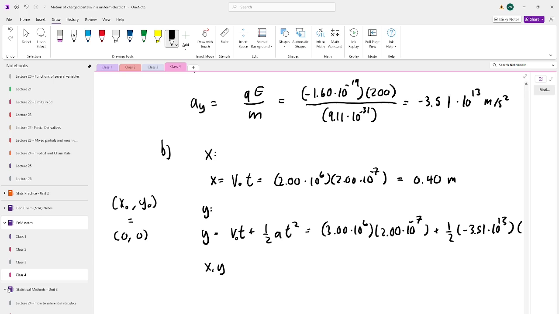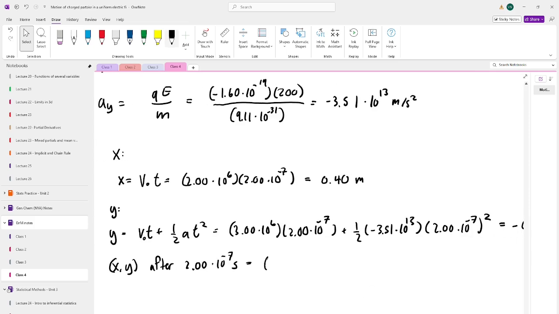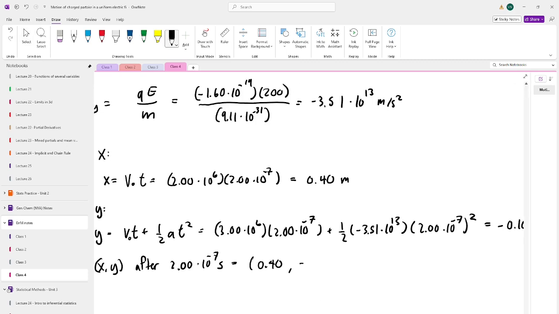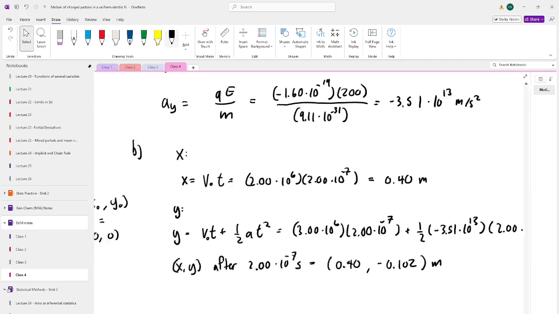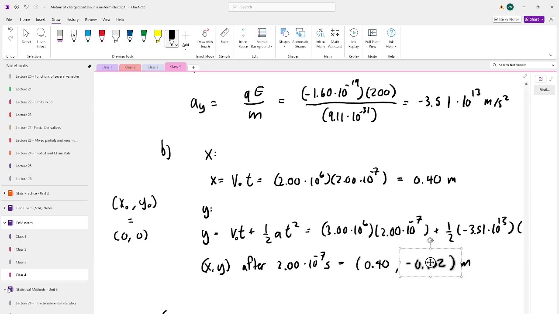So our position, x and y, after 2.00 times 10 to the minus 7 seconds is going to be equal to the coordinates we just found. So we said it was 0.4 in the x direction and minus 0.102 in the y direction. And of course, that's in meters. So that's our answer for B.